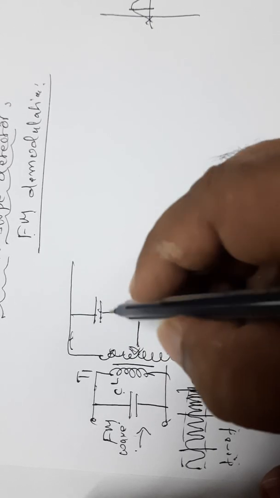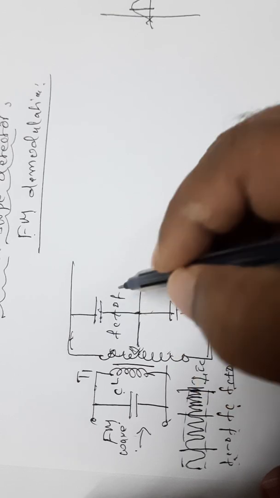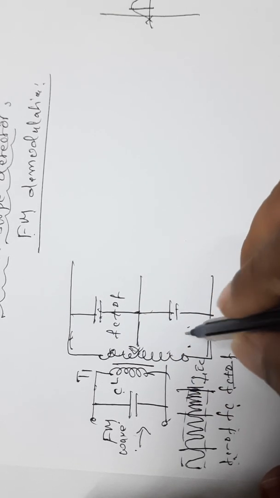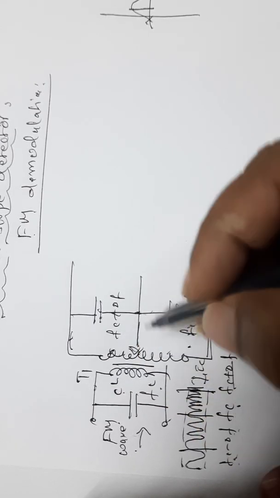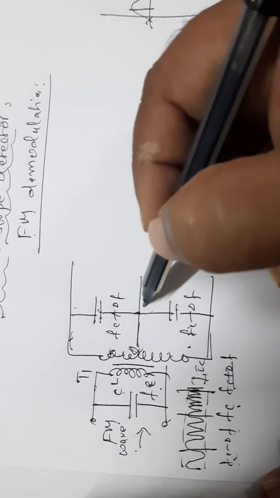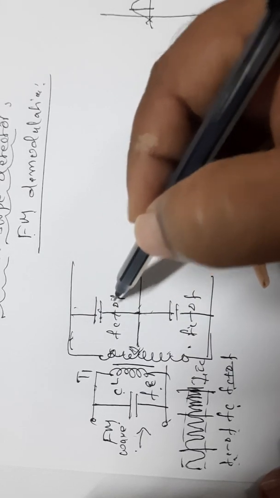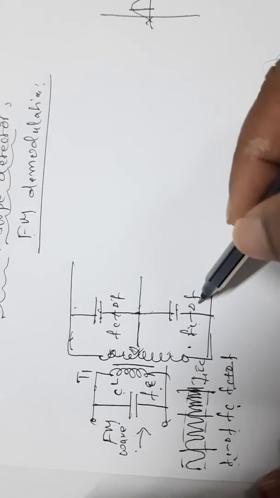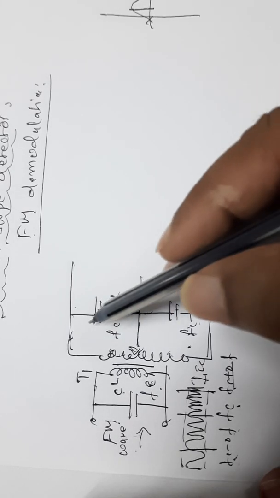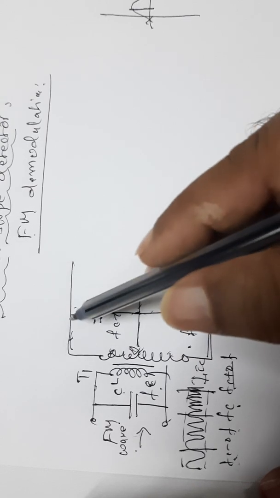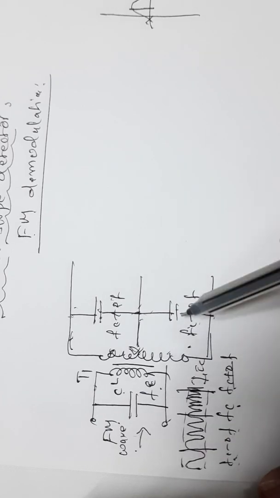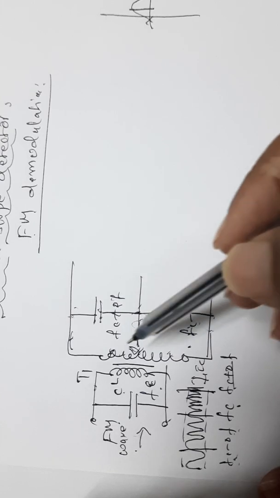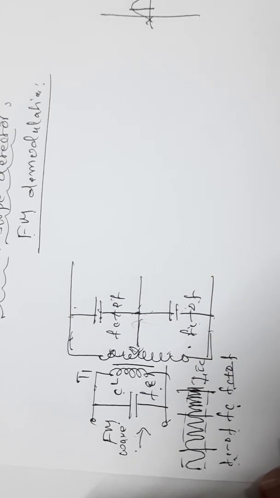Let this upper tank circuit be tuned to frequency Fc plus delta F. Let this lower tank circuit be tuned to frequency Fc minus delta F. Input is tuned to Fc. Upper transformer is tuned to Fc plus delta F. Lower transformer is tuned to Fc minus delta F. That is, when the input frequency to this is Fc plus delta F, the voltage across this is maximum. When the input frequency to this tank circuit is Fc minus delta F, the voltage across this is maximum. For all other frequencies, the voltage is minimum.